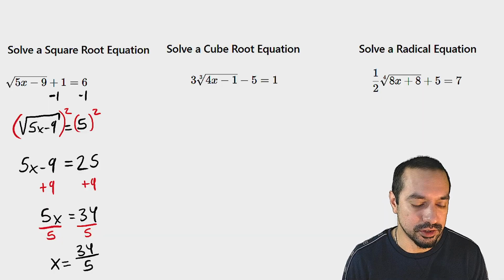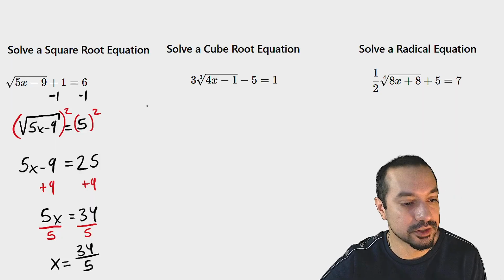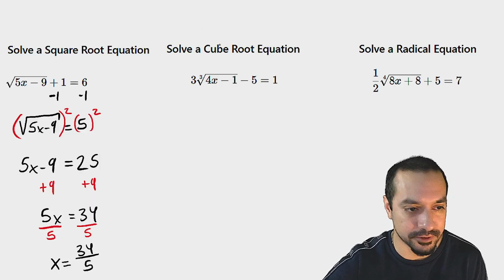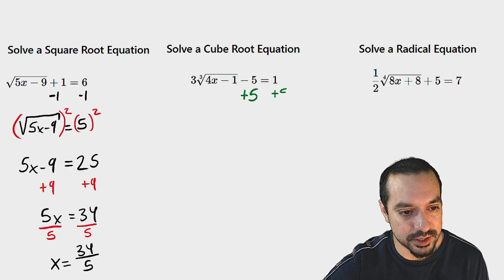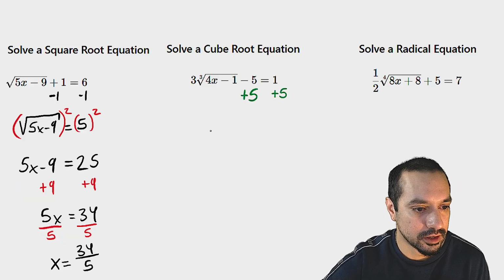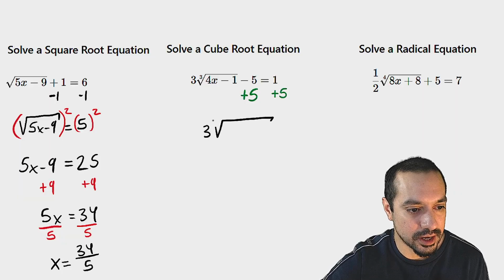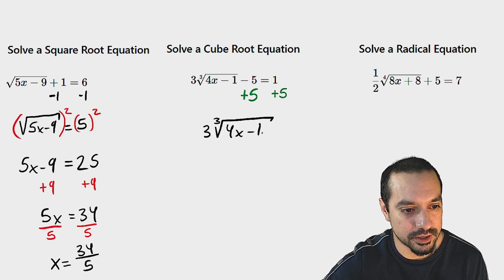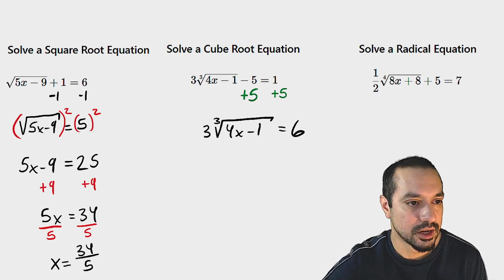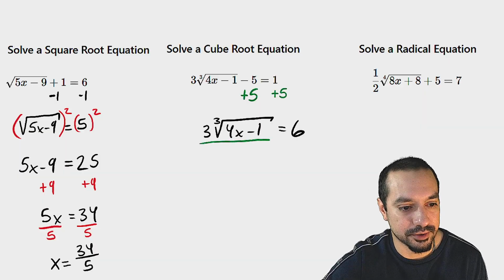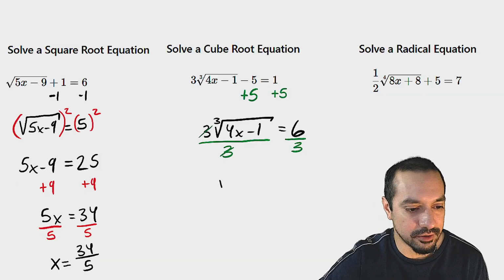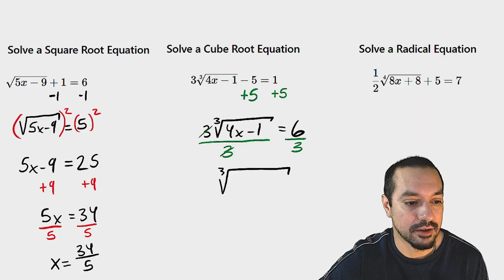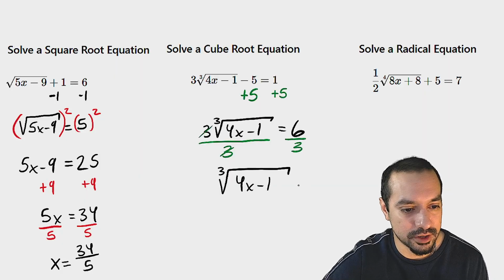Our next one is a cube root. So same idea here. You want to start by isolating the radical. That's always got to be your first step. So first I will add 5 to both sides. We end up getting 3 times the cube root of 4x minus 1 equals 6. From here, I'm going to divide both sides by 3. That allows these to cancel. So my radical is now isolated. I have the cube root of 4x minus 1 equals 2.